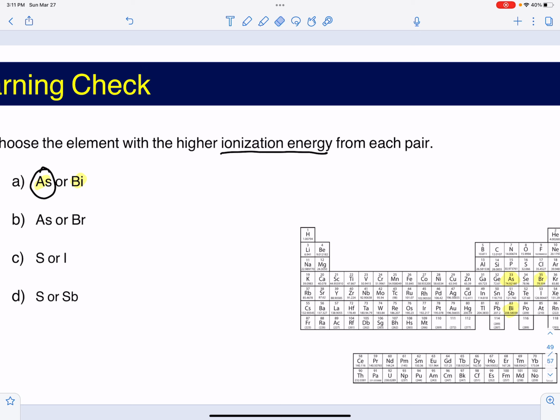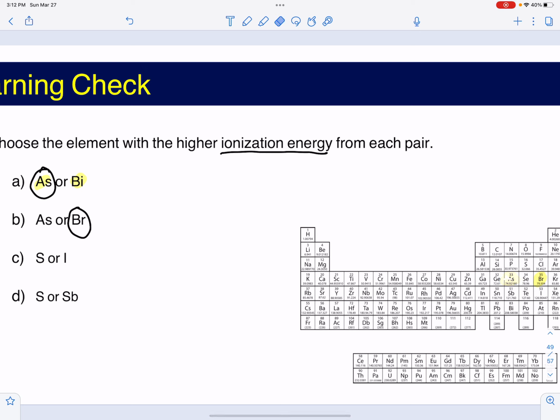Since arsenic and bromine are on the same period, based on the energy levels, they are the same size. However, bromine has more protons. Arsenic is 33, bromine is 35. So bromine is going to pull the valence electrons closer, which is going to make it harder to remove them because they're going to be closer to the nucleus. So bromine would be the one with the higher ionization energy because it's harder to remove the electrons.